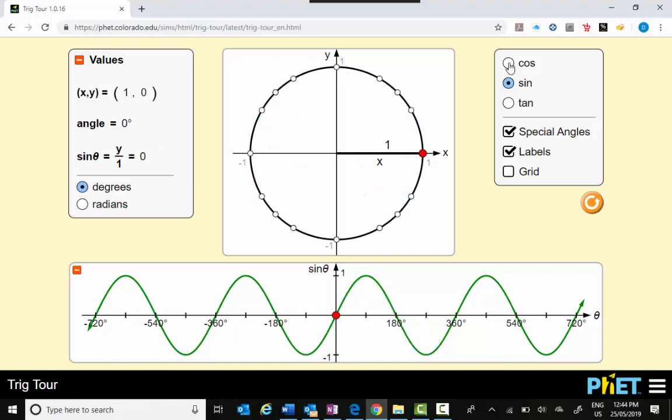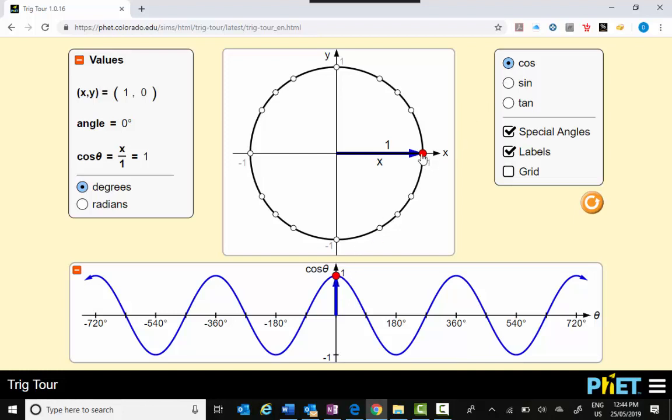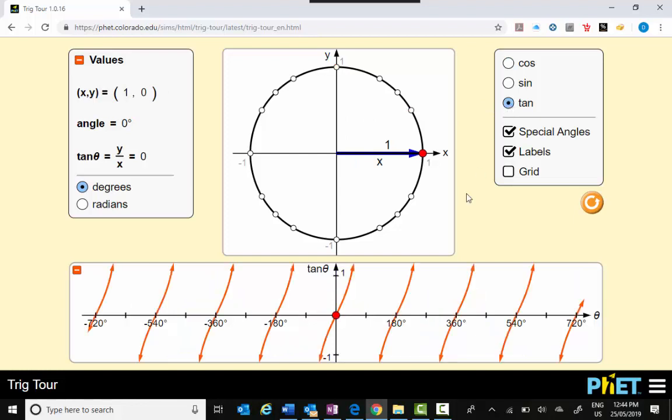If I now choose cosine, this is my cosine graph. It's positive for that first bit. It's actually negative down here, negative down here, and positive here. So that's my cosine. And my tan function looks really strange. We have these asymptote lines that occur. Going around here, it's positive, goes off to infinity, then it's negative there, it's positive here, and negative in that quadrant there.